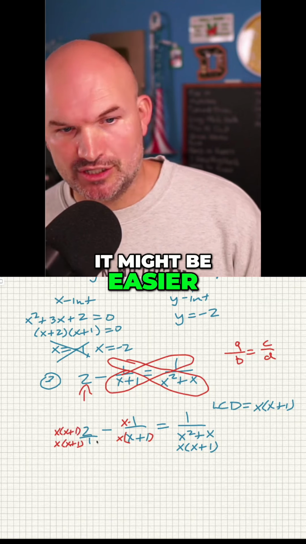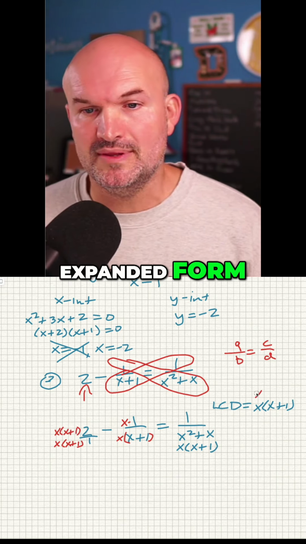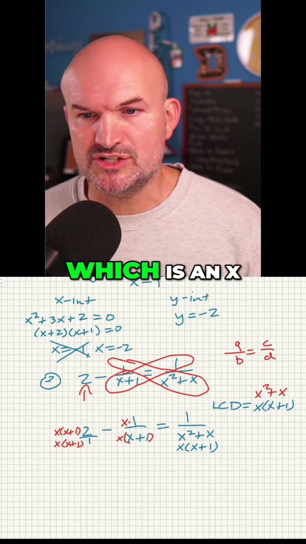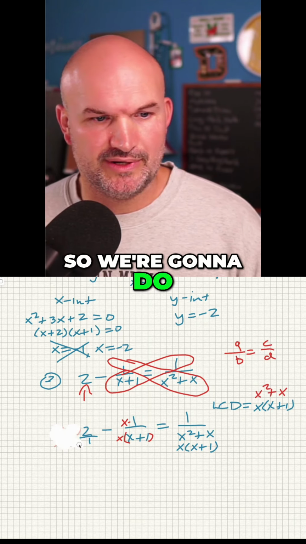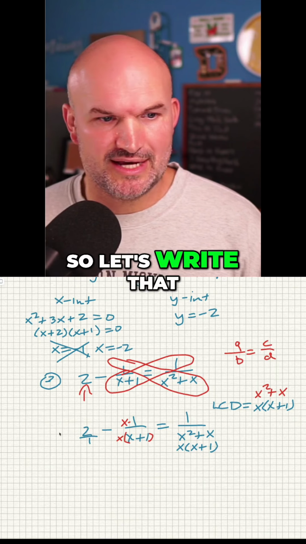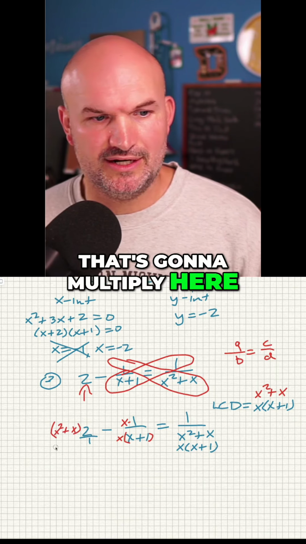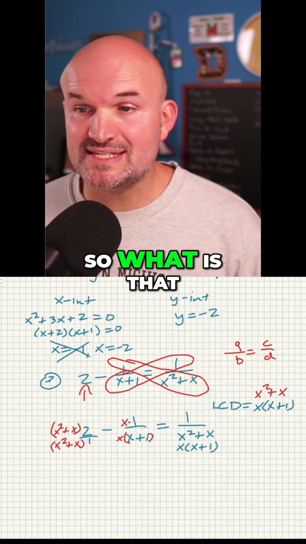Now, it might be easier in this example just to not write it in the factored form, but write it in the expanded form, which is x squared plus x. And I'm not sure why I didn't do that. So we're going to do it here. Okay. So let's write that as x squared plus x. That's going to multiply here in the numerator as well as in the denominator. Okay. So what is that going to give us?